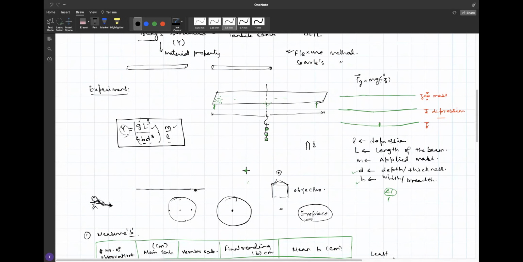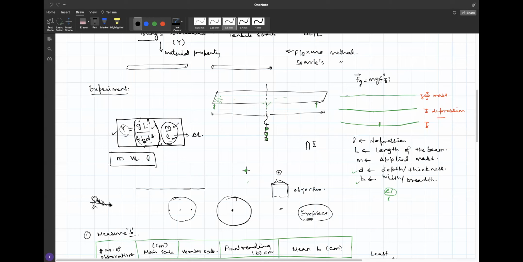Because if you now go back to this, this M versus L is what you're plotting to get Y, if you say that this is not changing, right? Because this is something to do with the beam that you have taken. What you are changing is you're changing M, and the corresponding L you're measuring, which is same as delta L.